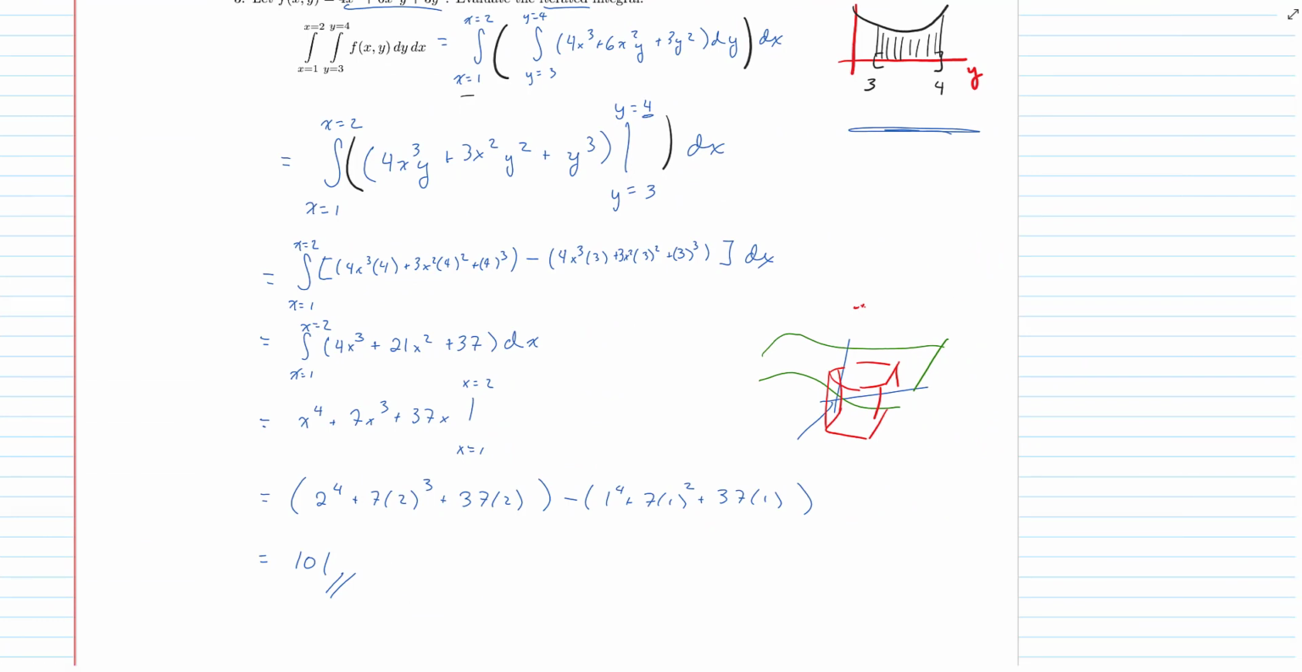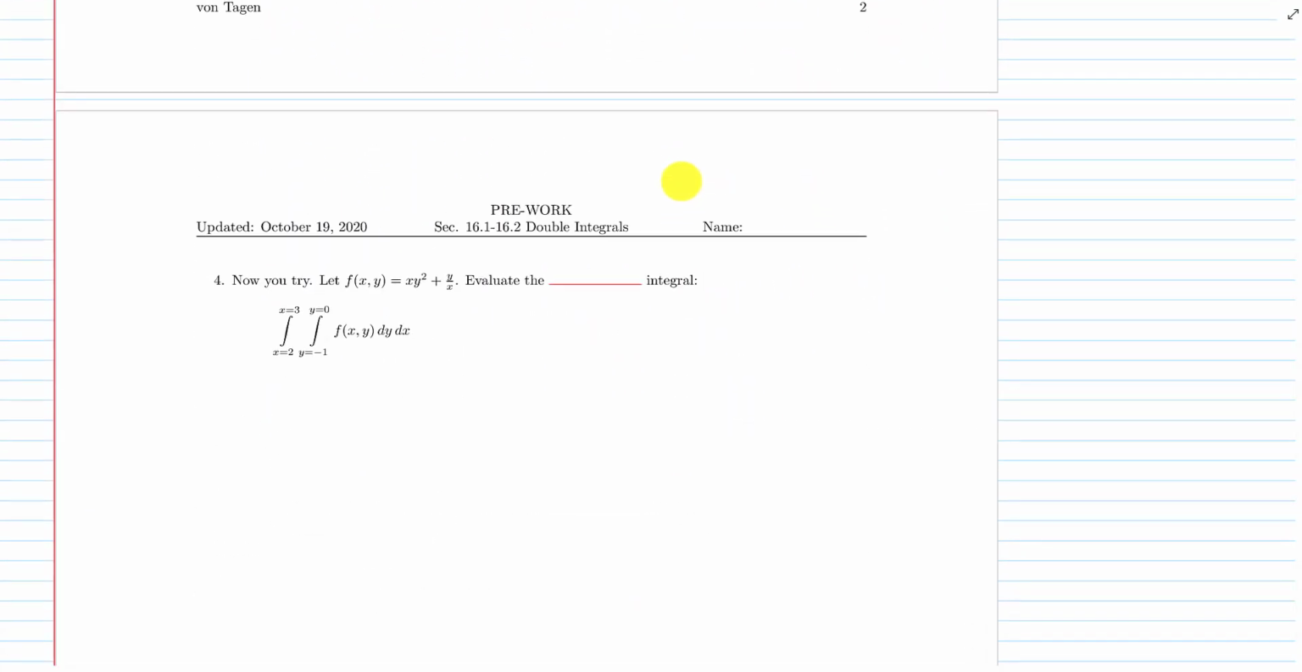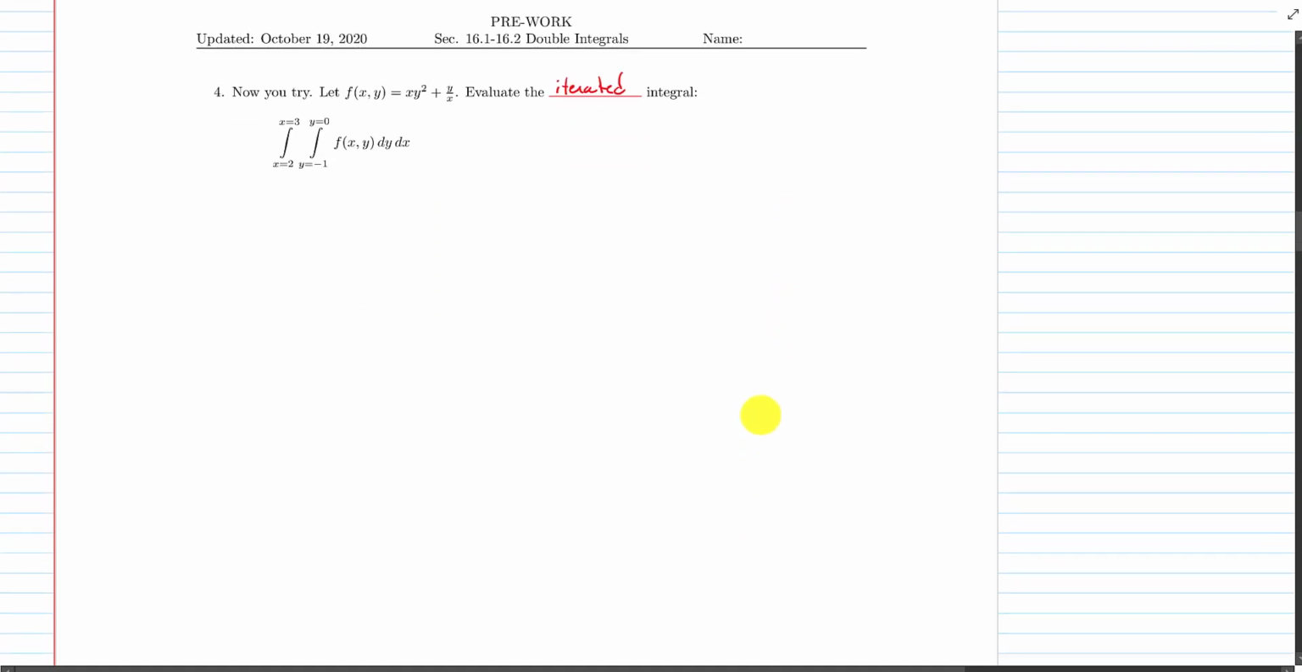So go ahead and give that a shot and let me know if you have any... Oh, sorry. So there's that one. Go ahead and look it over. Let me know if you have any questions. But then I'd like you to try it on your own. I'd like you to try to evaluate this iterated integral. So here we've got the function xy squared plus y over x. Notice that the order of integration says we're going to do dy first and then dx. That may give you some insight as to where we're going next.